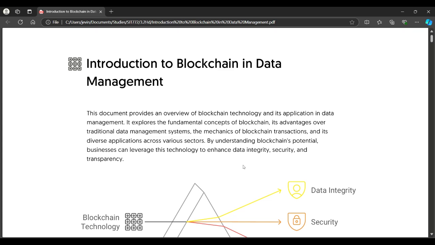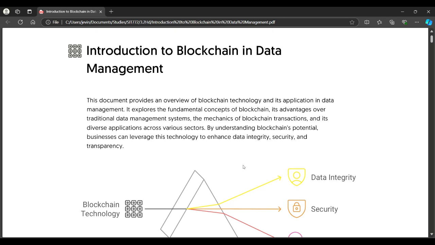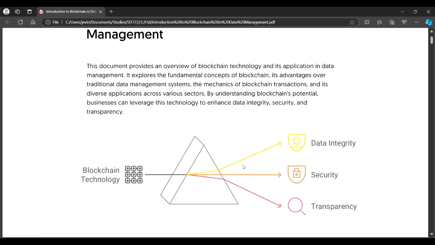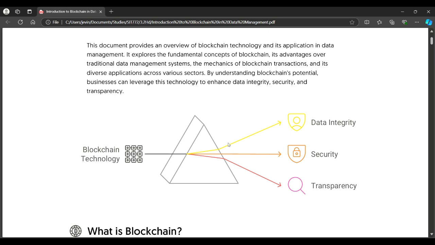In this task, we are going to discuss the introduction to blockchain in data management, where data management is using blockchain to have security, transparency, as well as data integrity, with different types of advantages over the traditional data management systems. So here we are looking at blockchain technologies.